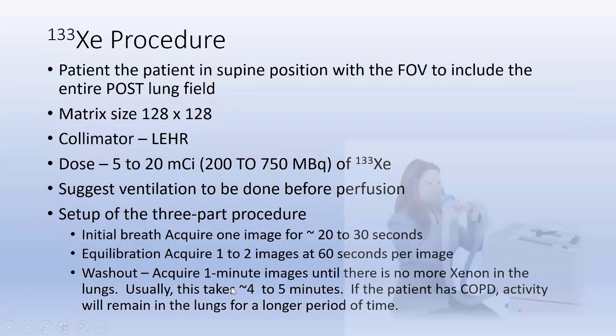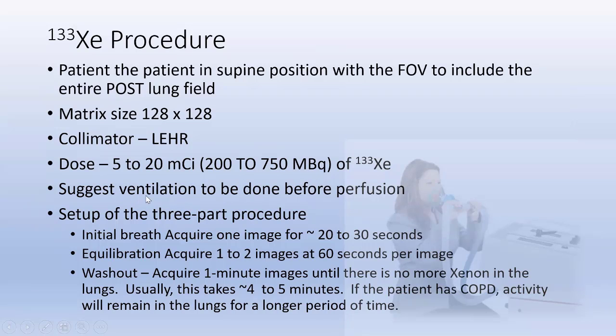So let's talk about the xenon 133 procedure. A patient needs to be usually in the supine position with the FOV, or the field of view, to include the entire lung field. I suggest a 128 by 128 matrix, a low energy, high resolution collimator, and you're going to dose the patient between 5 and 20 millicuries, or 200 to 750 megabecquerels of xenon.